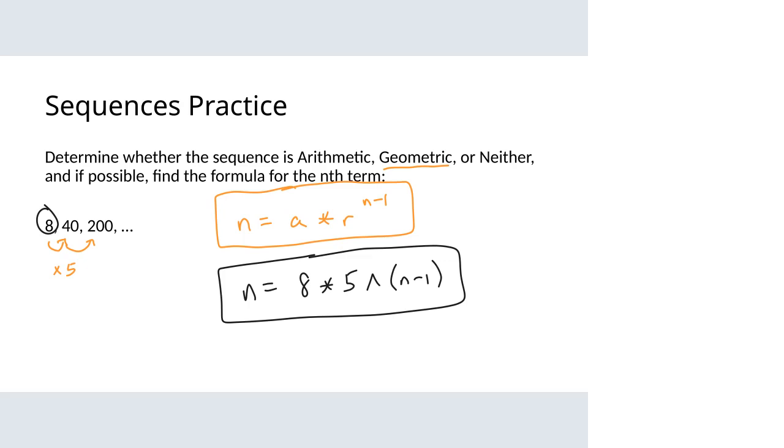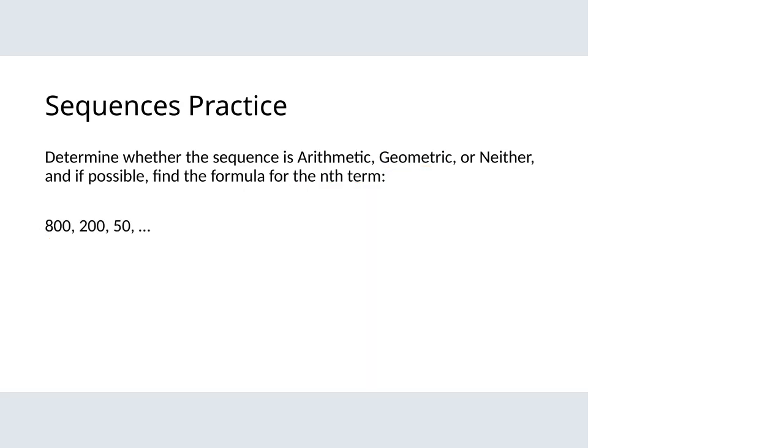All right, I want to do one more. And that's this one. Same idea. Determine whether it's arithmetic, geometric, or neither, and if possible, find the formula for the nth term. Hold on a minute. We'll give everybody a chance to decide whether this is arithmetic, geometric, or neither. And then depending on that result, we may or may not find a formula for the nth term.